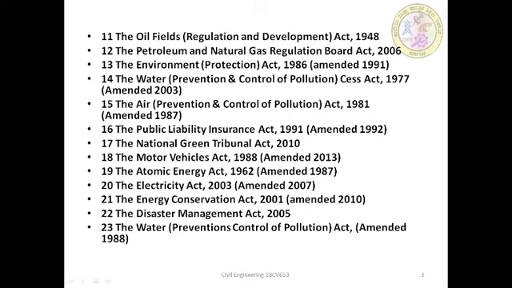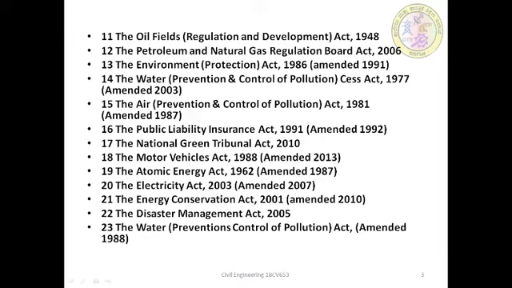So like that, it includes the Environmental Protection Act 1986. Now the 14th is the Water Prevention and Control of Pollution Cess Act 1977, which was amended in 2003. According to this act, it will provide for the levy and collection of cess on water consumed by persons carrying on certain industries and by local authorities, with a view to augment the resources of the Central Board and State Boards for the prevention and control of water pollution constituted under the Water Prevention and Control of Pollution Act 1974, and the Water Prevention and Control of Pollution Cess Rules 1978.